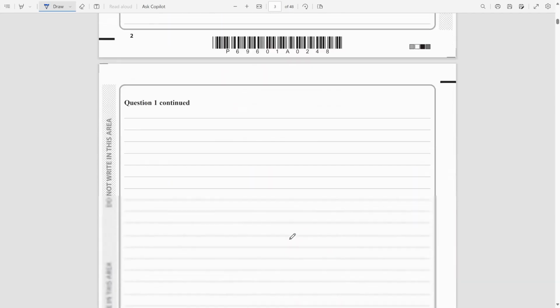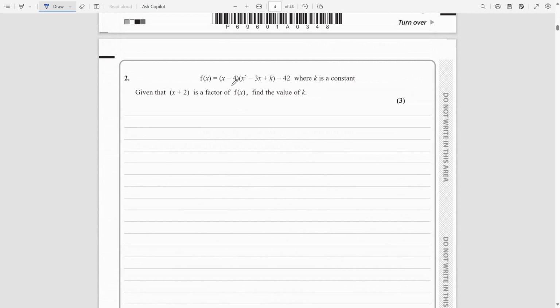On to question 2. So here is a polynomial. f of x is x minus 4 times x squared minus 3x plus k, minus 42, where k is a constant. So given that x plus 2 is a factor of f of x, find the value of k.